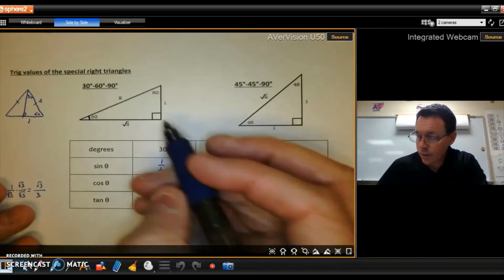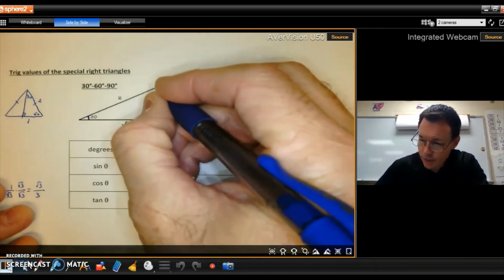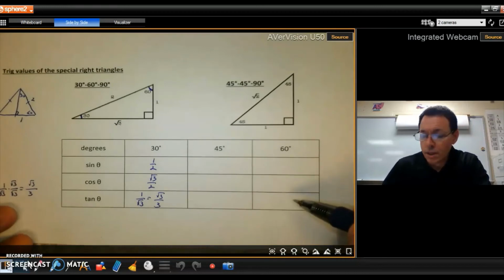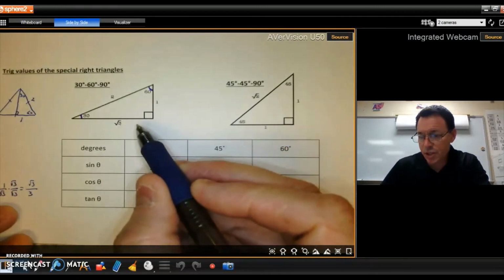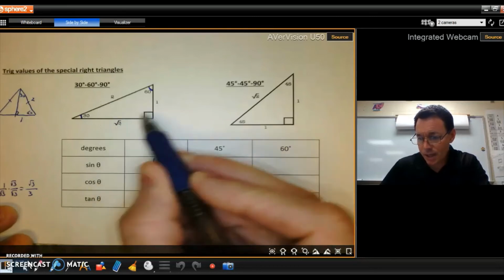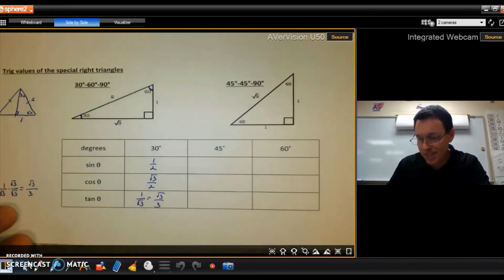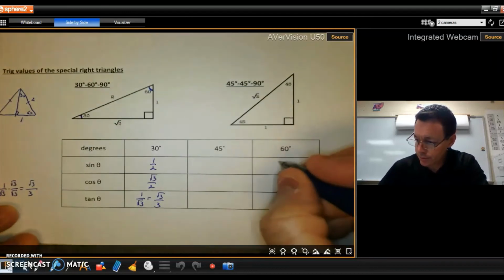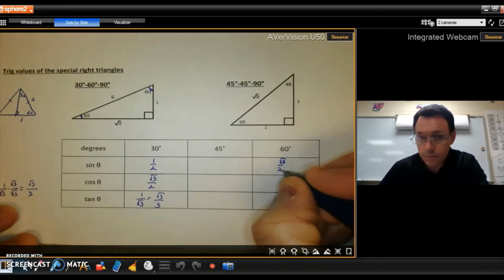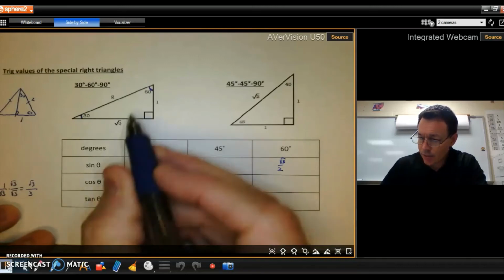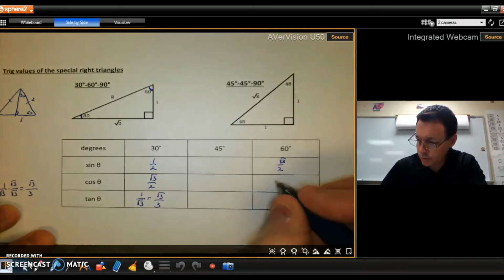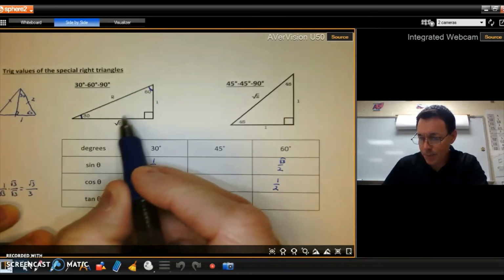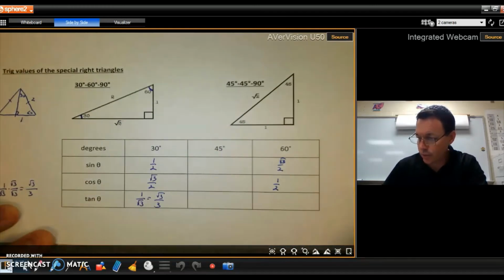Now, while we're here in this triangle, let's go ahead and look at the 60-degree angle as well. So that's going to be this column over here. So now my perspective has changed. So now this is my opposite side, and this is my adjacent side. So the sine of a 60-degree angle will be radical 3 over 2. The cosine of a 60-degree angle will be 1 over 2. And the tangent would be the opposite over the adjacent, or the radical 3 over 1.